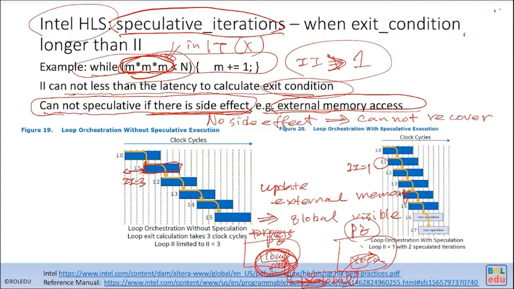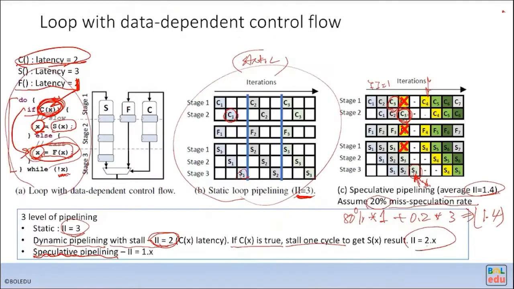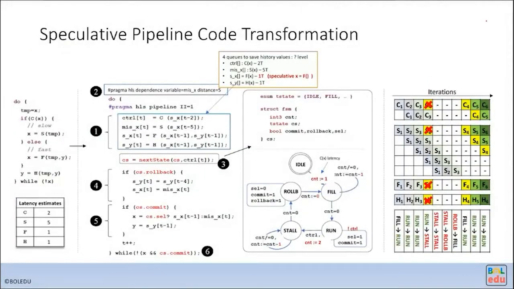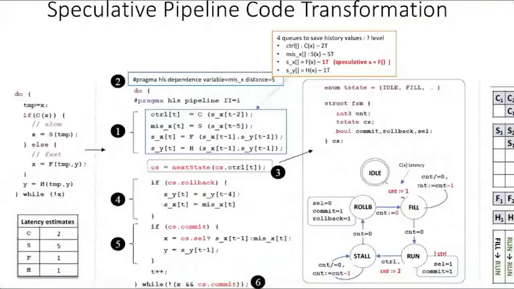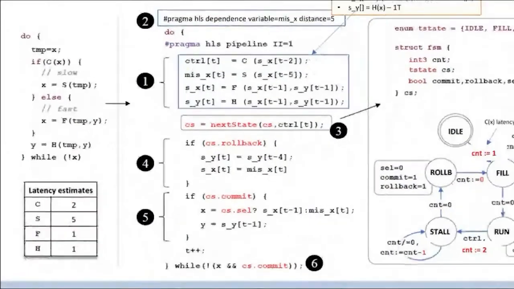Okay, let's go back to this example. How do we write the code to transform this code? That's how we're going to do it. Hopefully I can explain this code and you can understand. Okay, that's the original code.